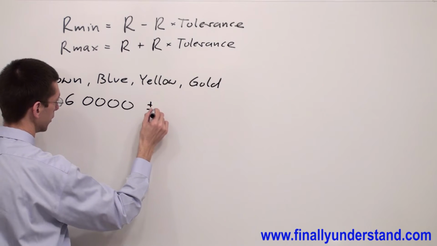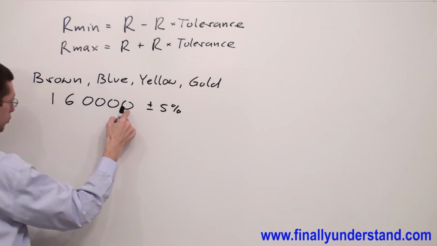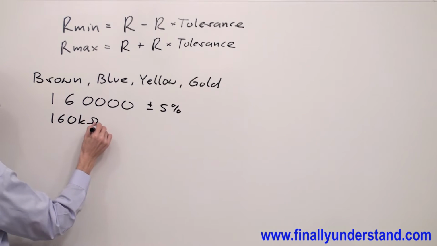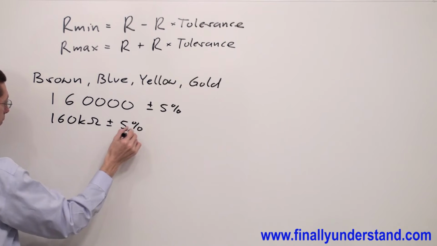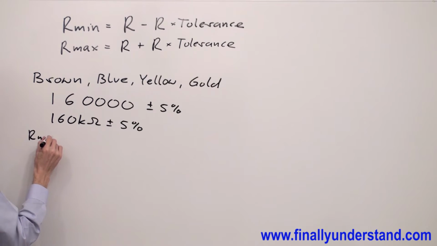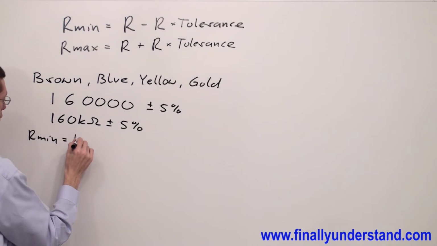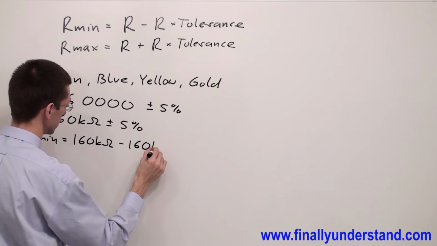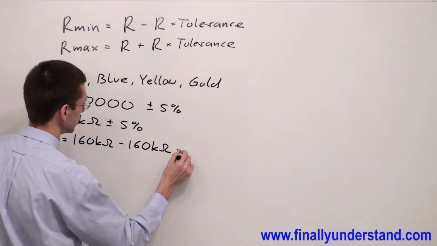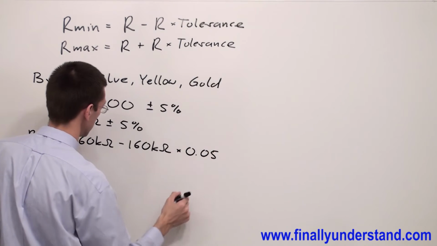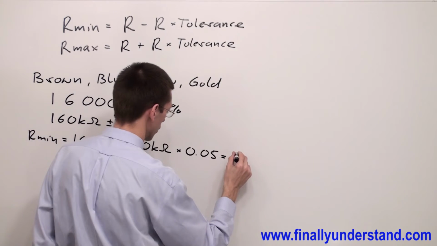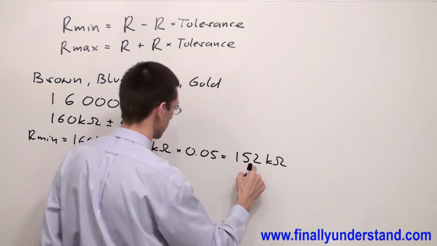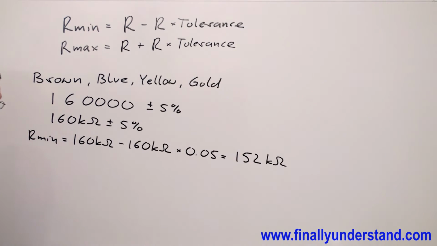Gold plus minus 5%. If you are going to move the decimal point 3 times to the left side, you'll have 160 kilo ohms plus minus 5%. R minimum is equal to nominal value 160 kilo ohms minus 160 kilo ohms times the tolerance 0.05 is going to give me 152 kilo ohms. This is the possible minimum value of the resistor.